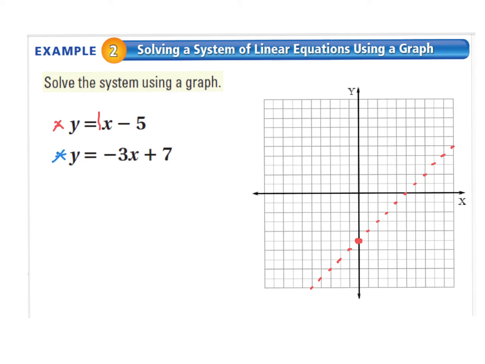Then we're going to do blue. We're going to use that for our next one. So our slope is negative 3 over 1. Our y-intercept is 7. So 1, 2, 3, 4, 5, 6, 7. Here's our y-intercept.